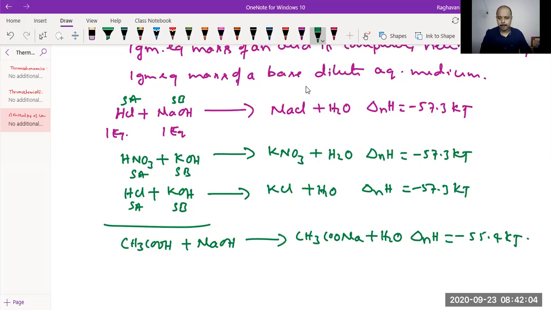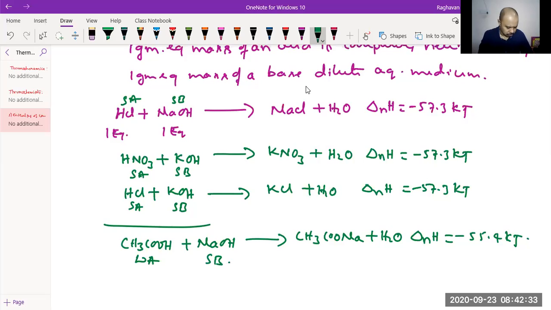So look at that. 57.3 was expected, but it is 55.4. So obviously, heat liberated being less means one of the acid or base, or both, could be weak. Here it's a weak acid and a strong base. So whenever a neutralization reaction takes place between a weak acid and a weak base, heat liberated would be less than 57.3 in magnitude.